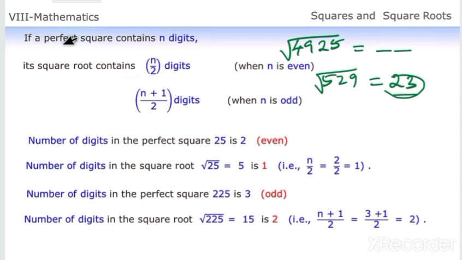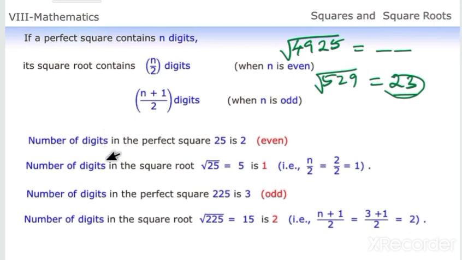See, if a perfect square contains n digits, its square root contains n by 2 digits when n is even. For example, if a perfect square contains 10 digits, then its square root will contain 5 digits, 10 by 2 is 5. In a similar way, suppose there are 5 digits in the perfect square. 5 is odd, so in that case its square root will contain (n plus 1) by 2 digits. That means (5 plus 1) by 2, that is 3 digits will be there.